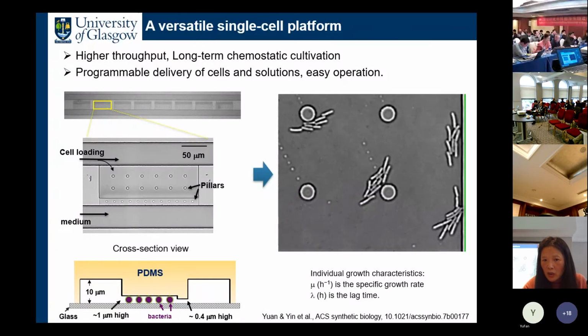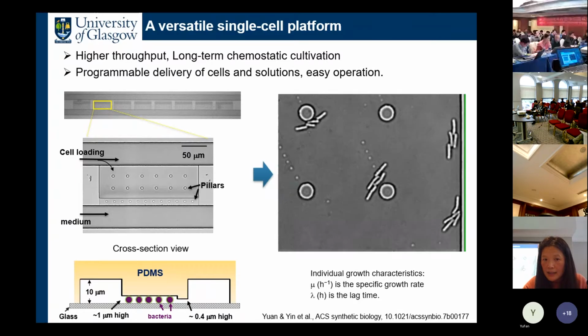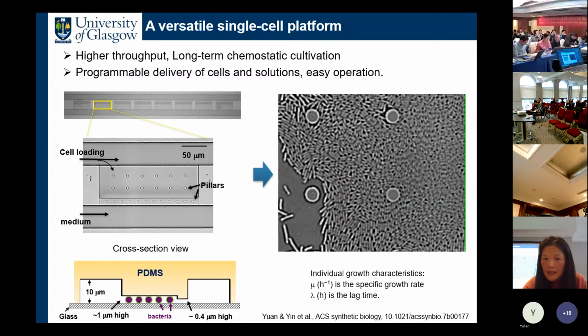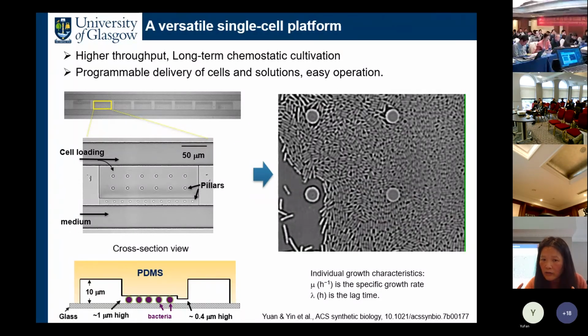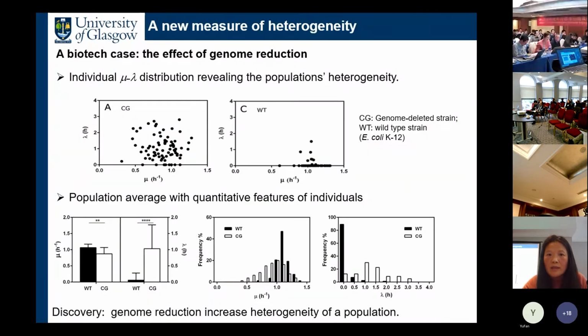Similarly, we use the method I just described to correlate cell area with the change of mass, and we can obtain the cell's growth rate as well as the lag time. And now we have a lot of data from individual cells. So what can we make of this rich individual cell data? We now have a new means to look at the heterogeneity of the population.